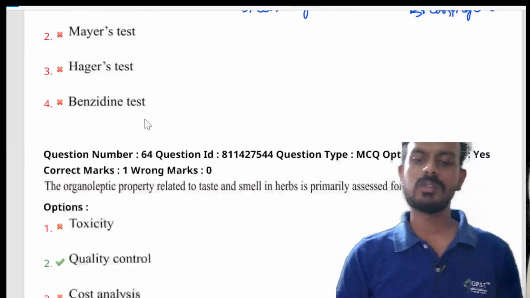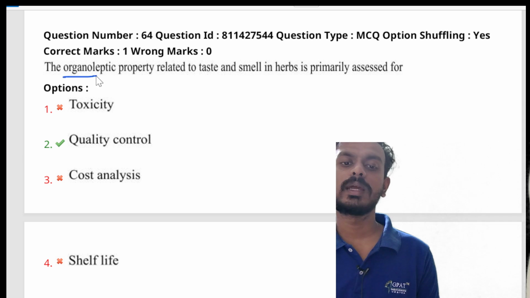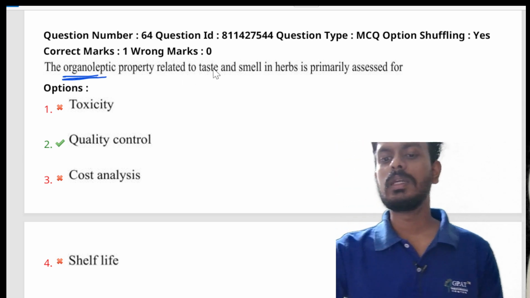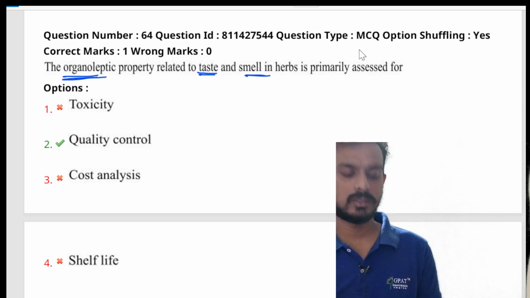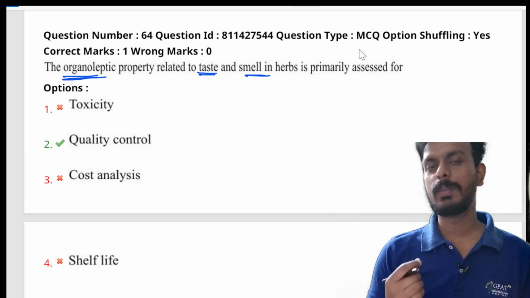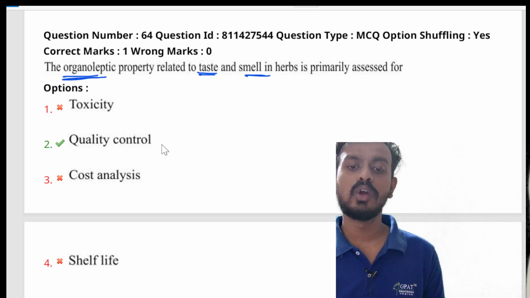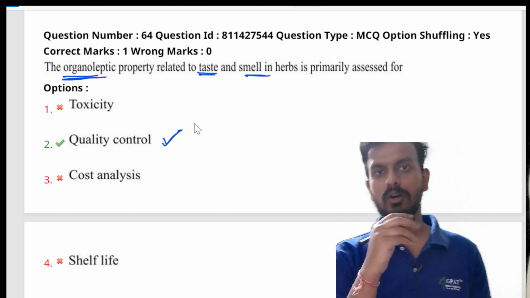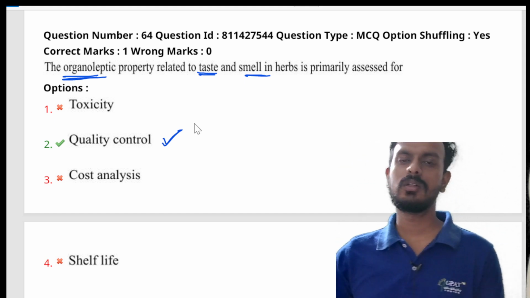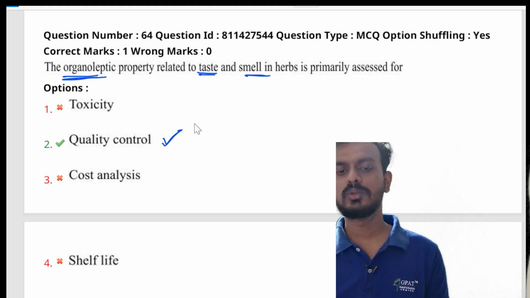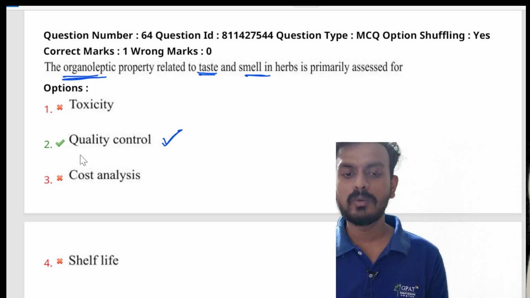So moving to the next question, organoleptic means that sense organs related to taste and smell are used on the herbs. Sometimes we identify a plant either by smelling or by tasting. So this is basically about quality. By smelling or tasting something, I can tell that yes, this is a plant of tulsi, or this is a plant of some other kind. So organoleptic property is related to quality, whether it is proper quality or not.